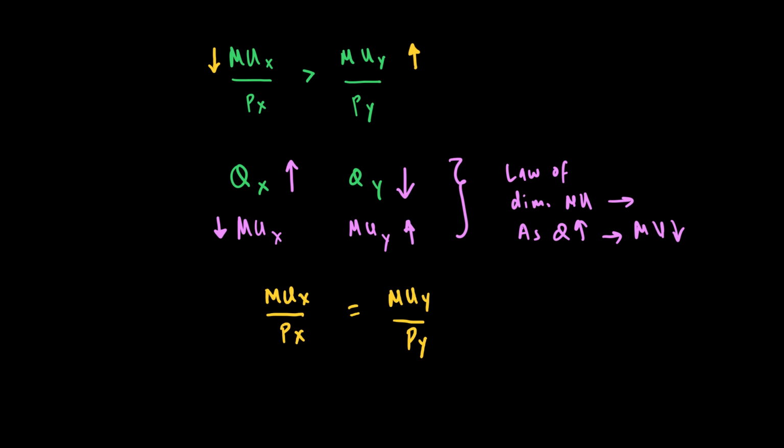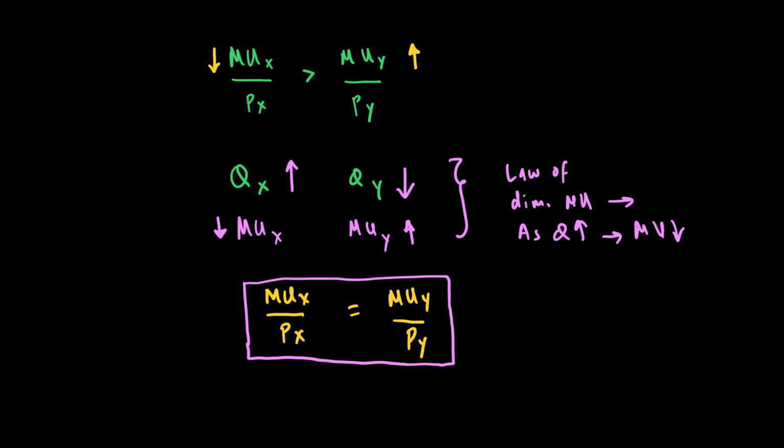So when the ratio was unequal, we substituted more for X and less for Y, and that led us to this situation where they became equal. And that combination will be the one that maximizes our total utility from a given budget. So this is how we use the equi-marginal principle to maximize our total utility.